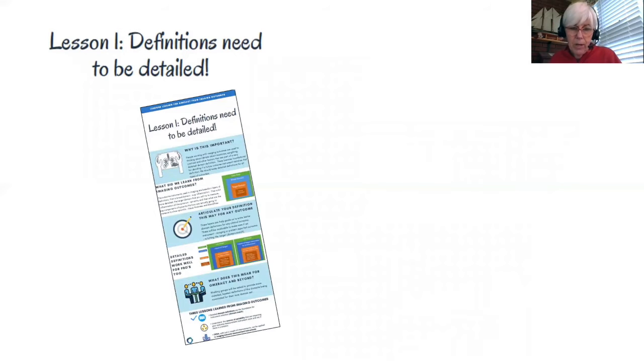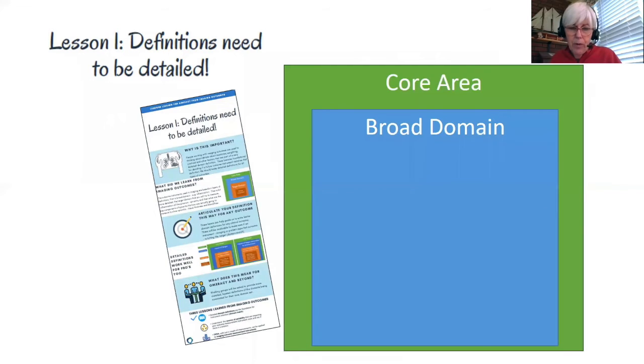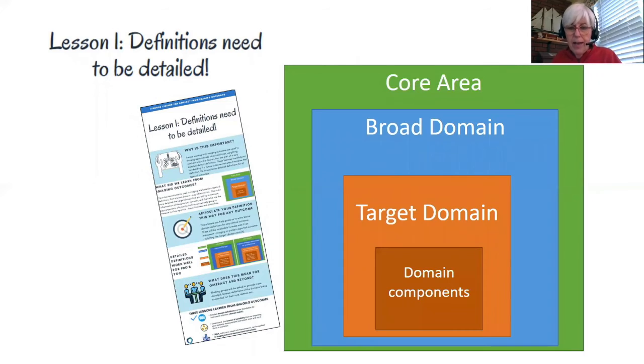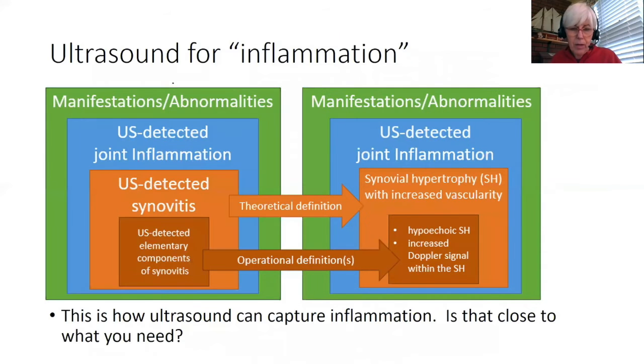So if we look at lesson 1, that was about the importance of having a more detailed definition and having it provide that framework for that detail that we should consider for each of our domains. In lesson 1, we used the example of ultrasound as an instrument for the broad domain of inflammation and the target domain of synovitis. But in addition, we need to talk about exactly what features of the ultrasound exam would be captured with that synovitis. What are those specific elementary components of the ultrasound exam?